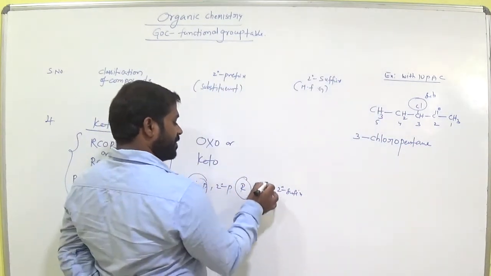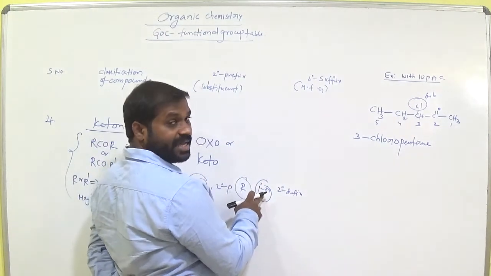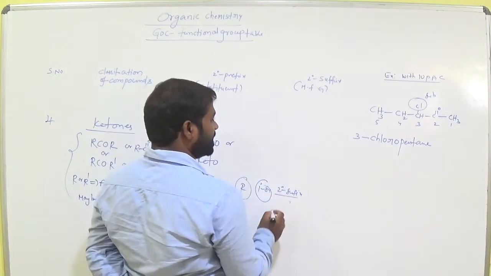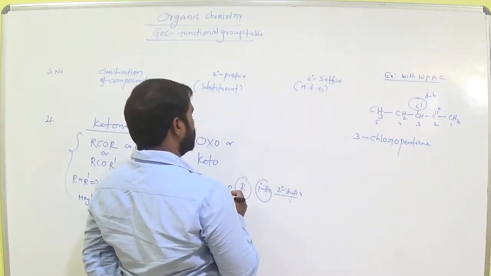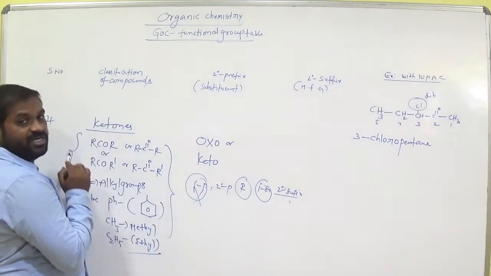Pentane. Primary suffix: why is it "ane"? All are single bonds, so "ane". Pentane. Come to the secondary suffix. What does it tell? It tells the main functional group. So what is the main functional group here? The ketone is the main functional group.